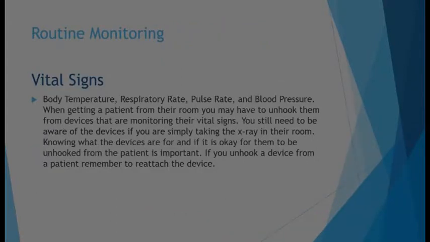Routine monitoring: vital signs, body temperature, respiratory rate, pulse rate, and blood pressure. When getting a patient from their room, you may have to unhook them from the devices that are monitoring their vital signs. You still need to be aware of the devices if you are simply taking the x-ray in the room. Knowing what the devices are for and if it is okay for them to be unhooked from the patient is important. If you unhook a device from a patient, remember to reattach the device.